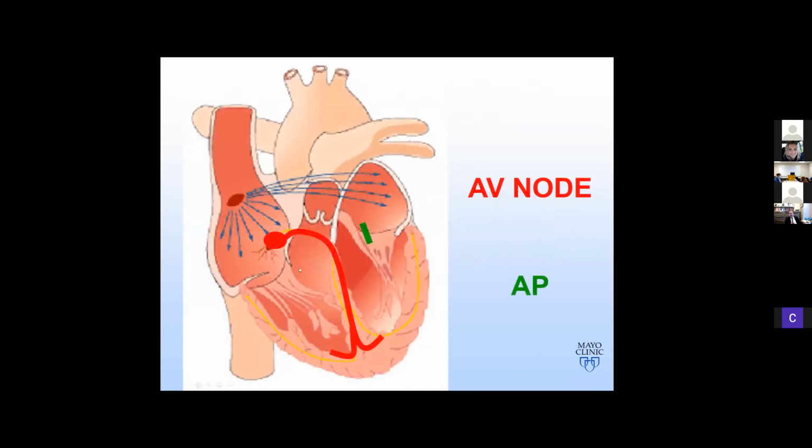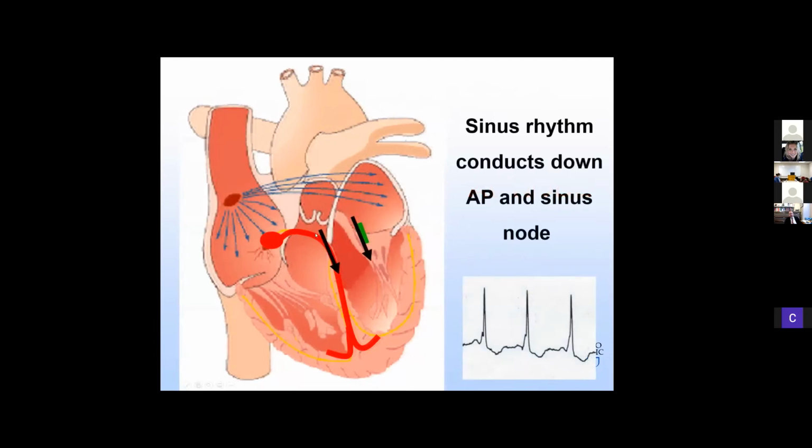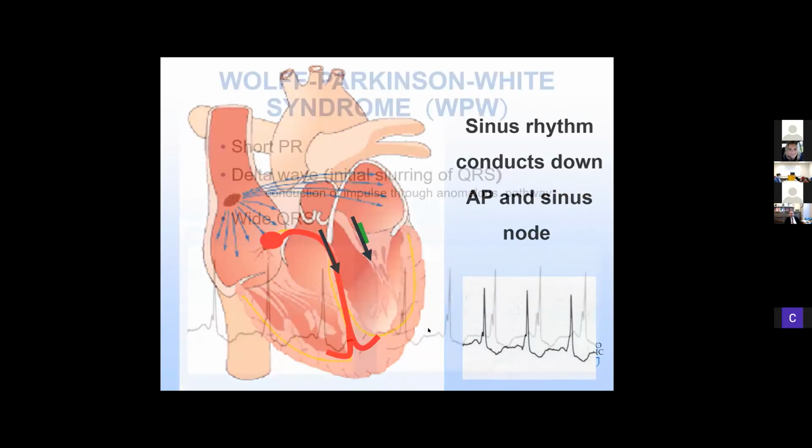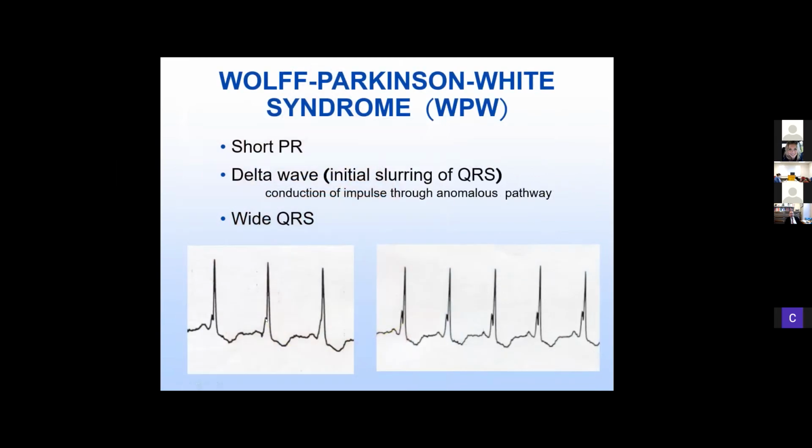So in sinus, the impulse goes down both the AV node and the accessory pathway. And because there's a delay as the impulse goes down the AV node, and there's not a delay when it goes through this accessory pathway, when the impulse hits the AV node, it goes slowly down to the ventricle, but here it goes across very quickly and activates part of this ventricle early, or pre-excites the ventricle. And that's shown by a short PR interval, okay? A delta wave, which is this initial slurring of the QRS, and a wide QRS, okay?